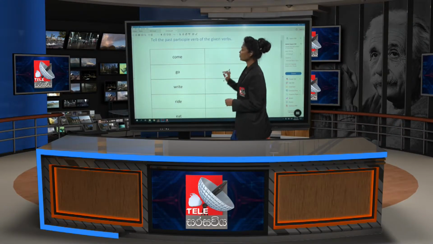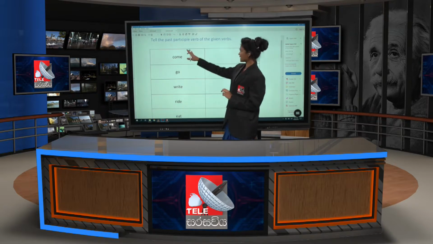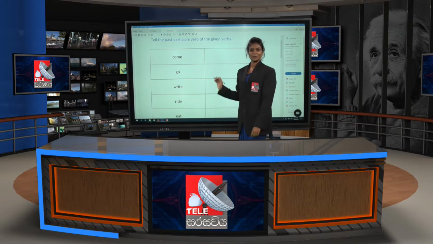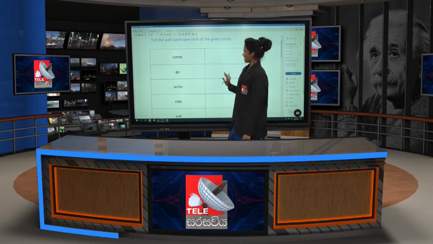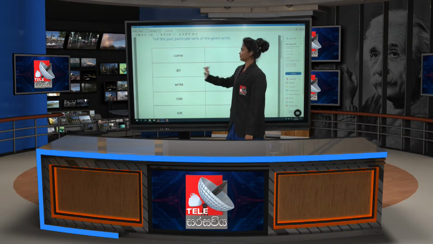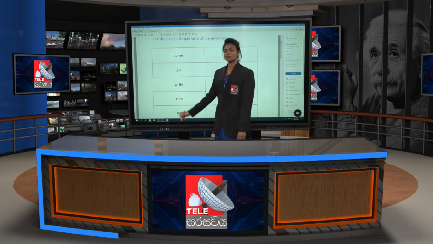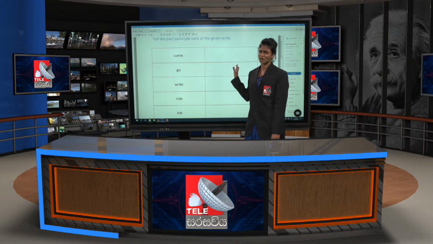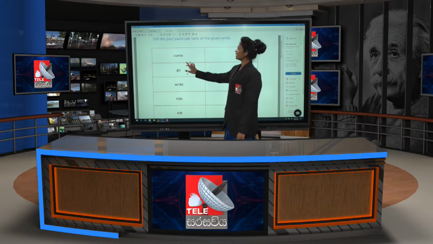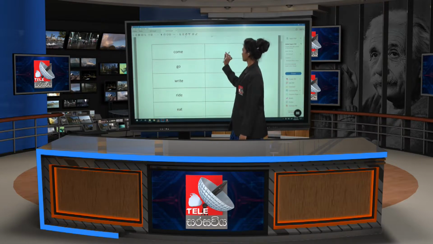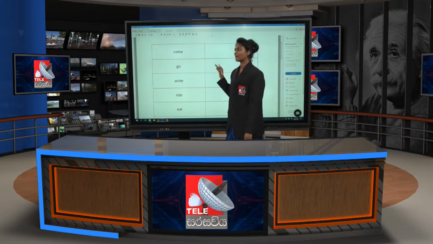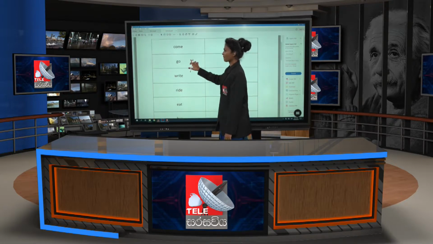Okay, right. Now we will do a small activity. What is it? Tell the past participle of the given words. This is what you have to do with me, right? Here, these are the verbs in infinitive forms, and now you have to tell me only the past participle of these. Come. What is it? The past participle of this is come.